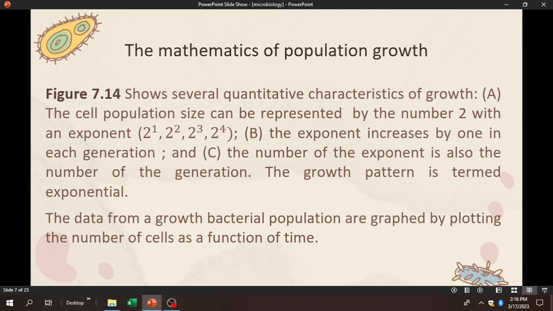Because these populations often contain very large numbers of cells, it is useful to express them by means of exponents or logarithms. The data from a growing bacterial population are graphed by plotting the number of cells as a function of time. The cell number can be represented logarithmically or arithmetically. Plotting the logarithm of the number over time provides a straight line indicative of exponential growth. Plotting the data arithmetically gives a constantly curved slope.